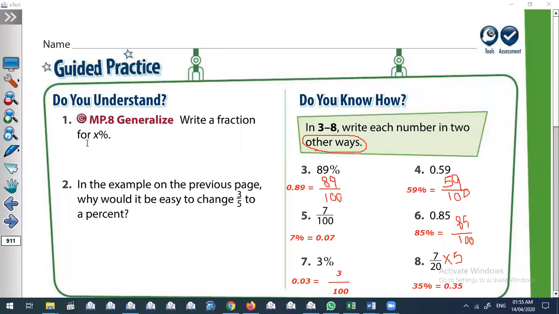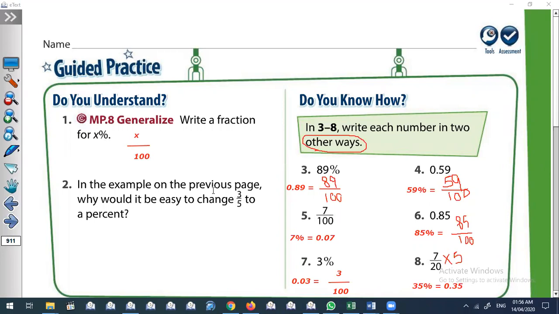Write a fraction of x%. How can we write a fraction of x%? It will be like that. Up will be the same number, which is x. Down will be 100 because we have percent. This is the fraction of x%.